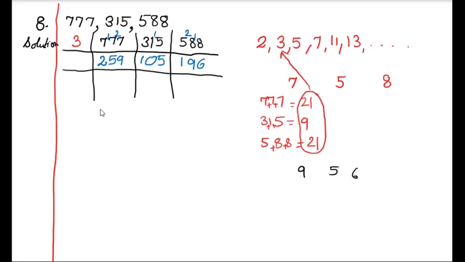1 plus 5, 6. 6 comes in 3's table. 105 is divisible, but 259 is not divisible. So we cannot use 3 here. Okay. Next number, no need to check only.